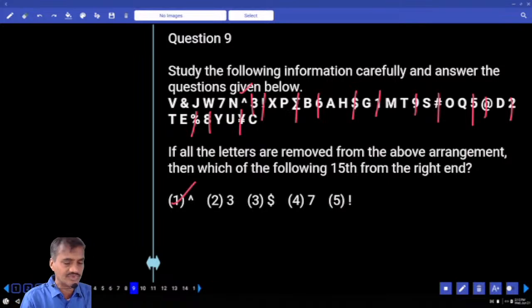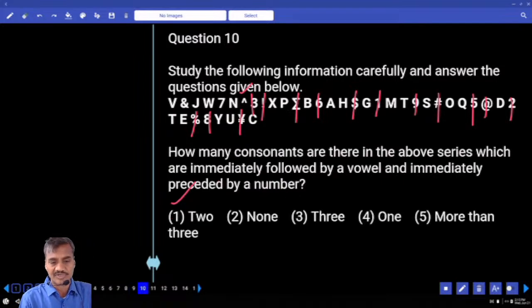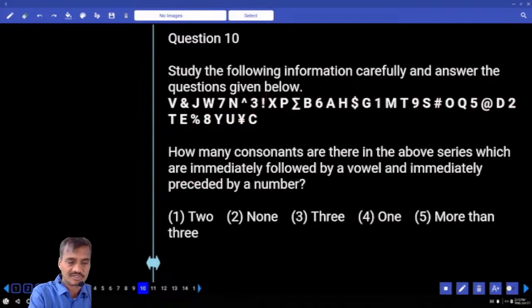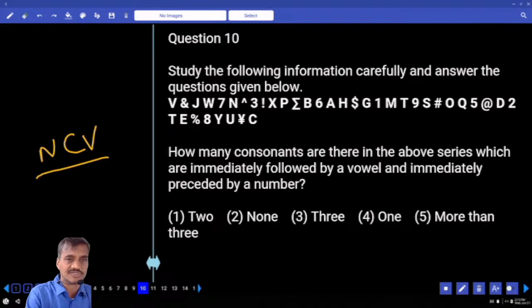Power, that is choice 1. Then coming to 10, how many consonants are there, which are immediately followed by a vowel and immediately preceded by a number, isn't it? Then number, consonant and a vowel. Number, consonant and a vowel.